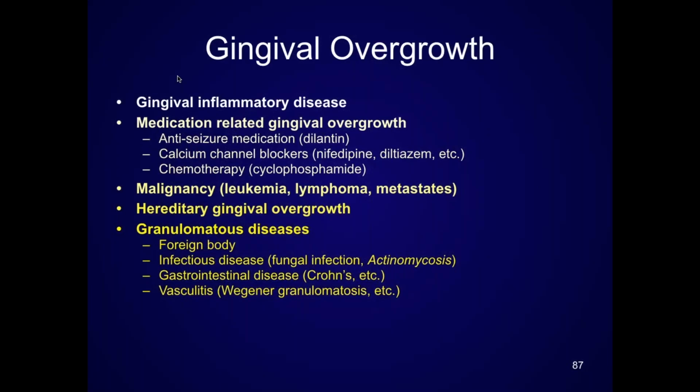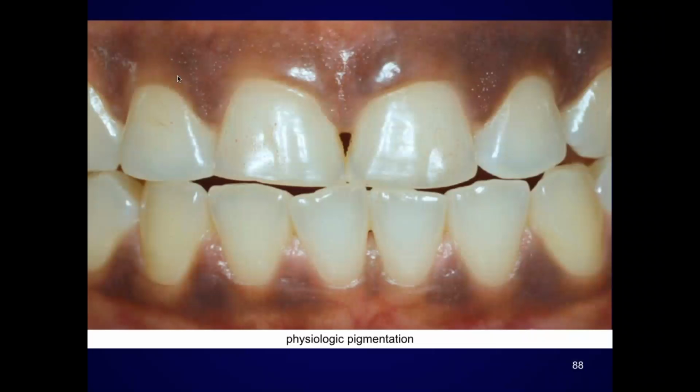So things like some of those fungal infections, actinomycosis, the ones with the sulfur granules, GI diseases like Crohn's, and then obviously in the lips, foreign bodies for things like lip augmentation materials. And I've seen cases where patients get cement from crowns, it causes a foreign body reaction, so that can cause some gingival overgrowth as well.